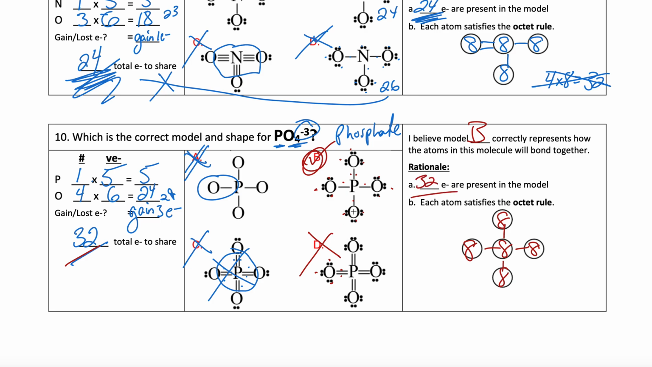So just verify. Don't be lazy. You can skip count up to 32. It doesn't take very long. But verify that your answer is correct. Make sure that your number of electrons matches and that everybody has an octet. It's as simple as that.